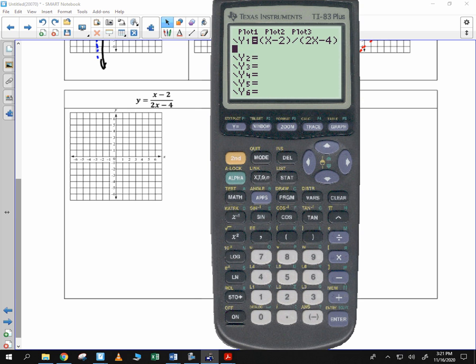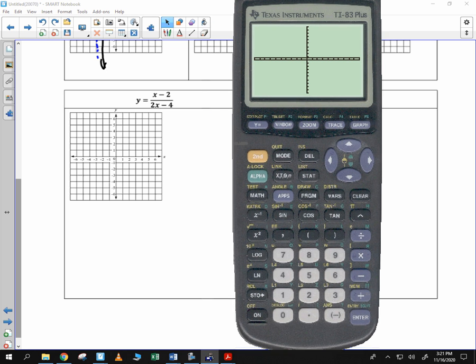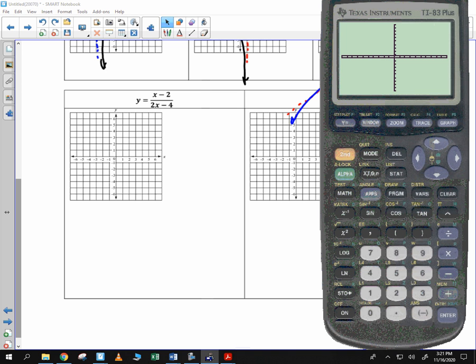Zoom 6. Just looks like a horizontal line. Huh, I wonder why. Let's see what happens when we divide it. 2x minus 4.